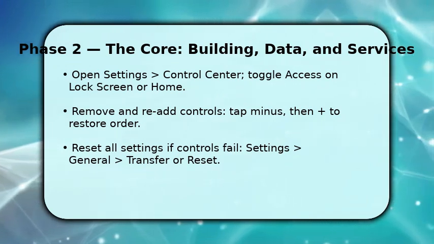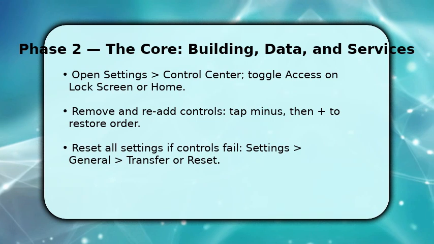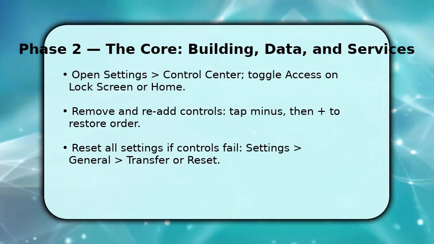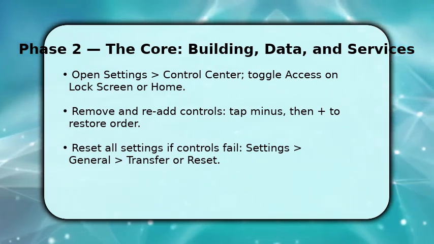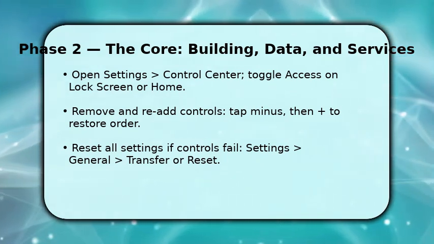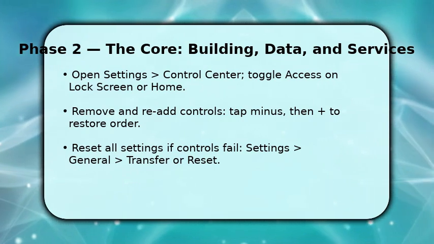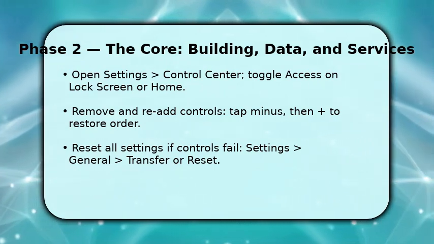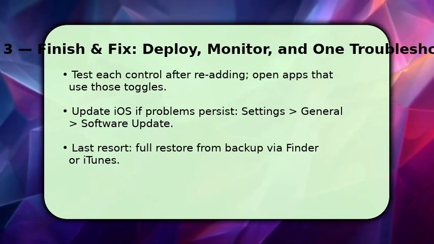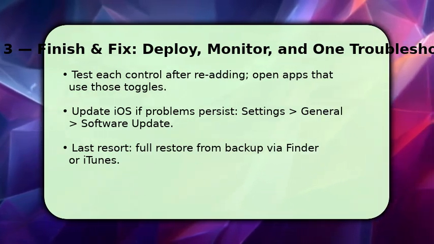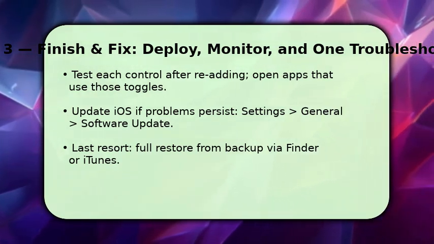This won't delete media, but it will clear network, layout, and privacy settings, which often resolves deep configuration conflicts without a full restore. Finish by testing every control, one at a time, and open the apps tied to those toggles so they register correctly. If issues persist, install any pending iOS updates.